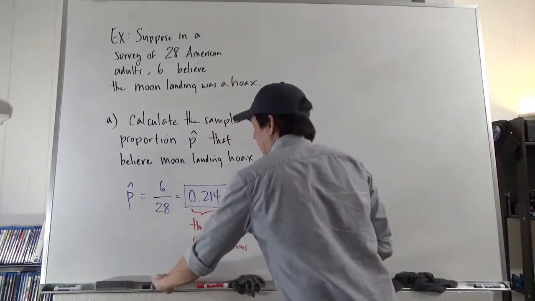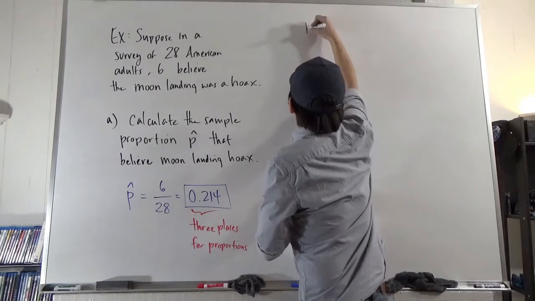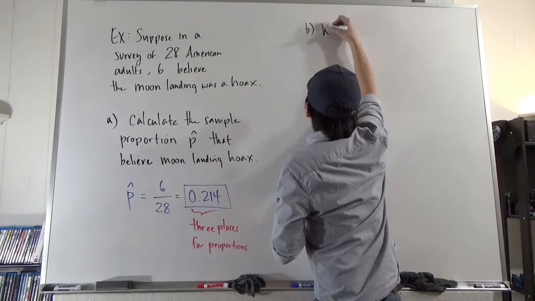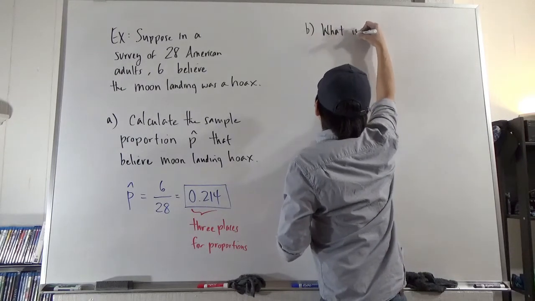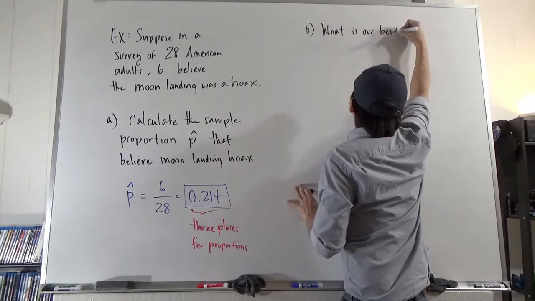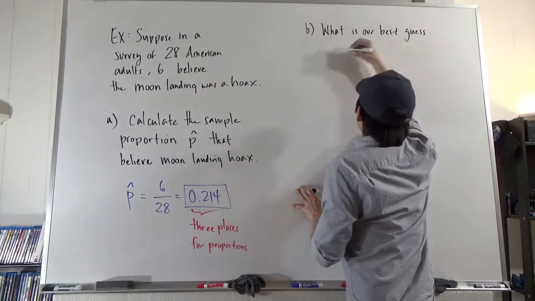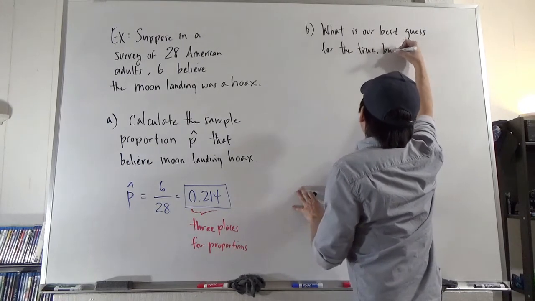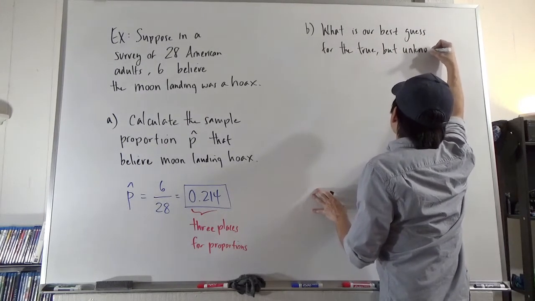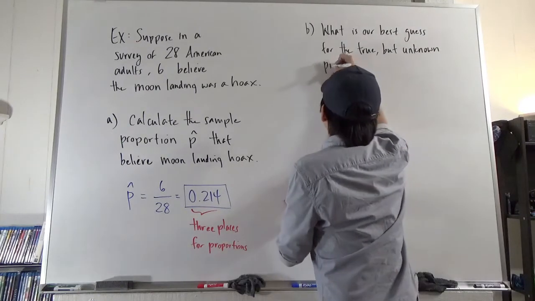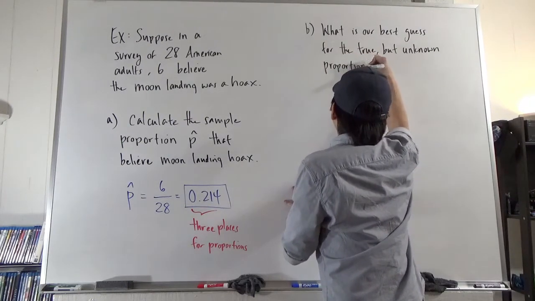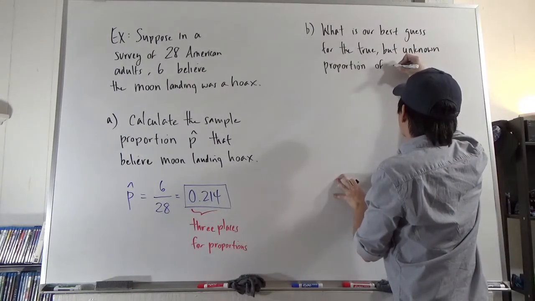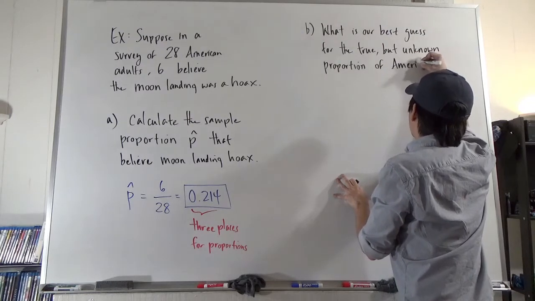Okay, B, I'm not really going to ask you on an exam situation, but it's more a conceptual question. Given no other information, what is our best guess for the true but unknown proportion of the population, but I'm going to specify of American adults, the proportion of American adults, that's our population of interest.